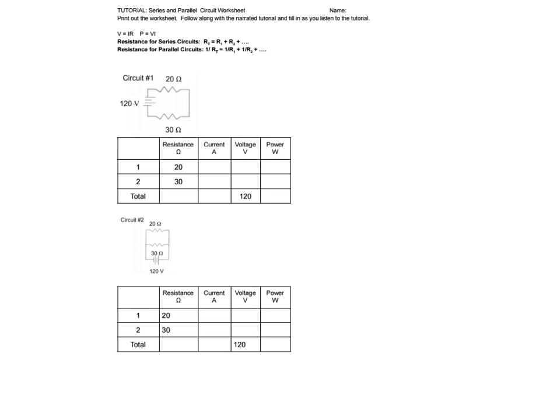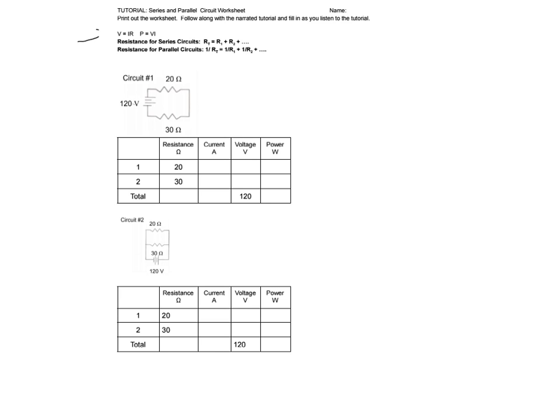This is a tutorial for series and parallel circuits. I have my equations up here at the top, V equals I times R and P equals V times I. I have the two equations for resistance. Resistance for a series circuit is found by adding the sum of each individual resistor together. And then this is the equation for the parallel circuit.